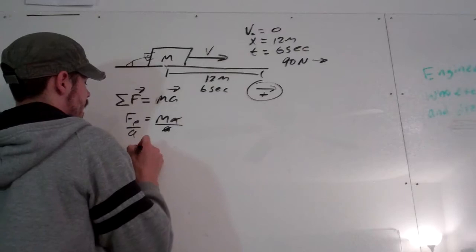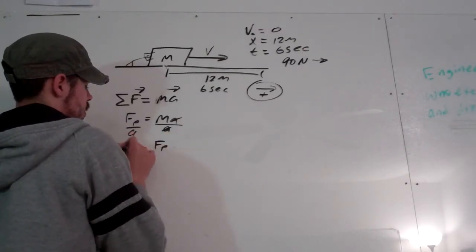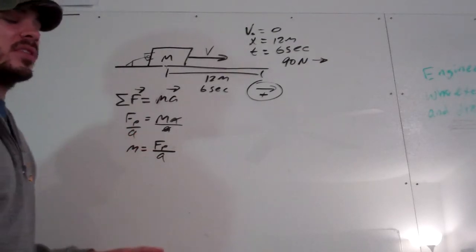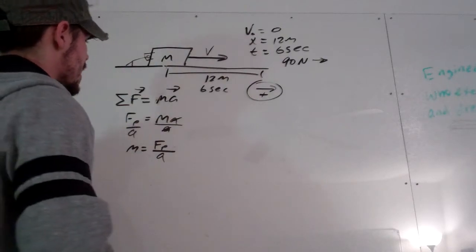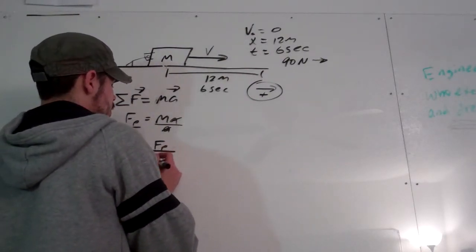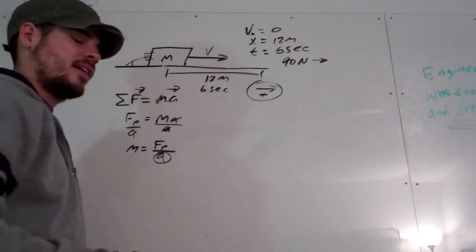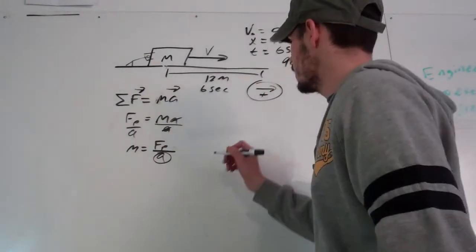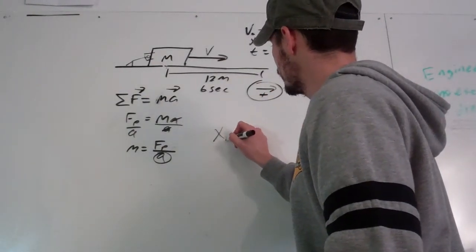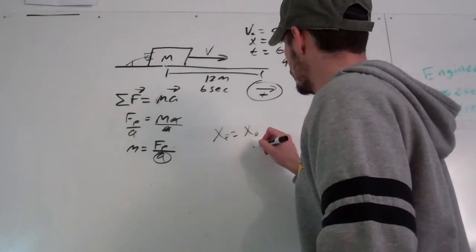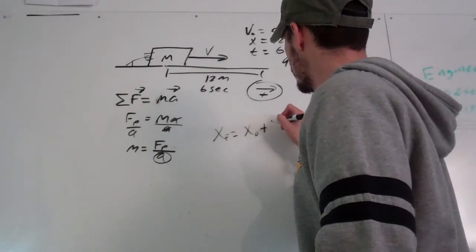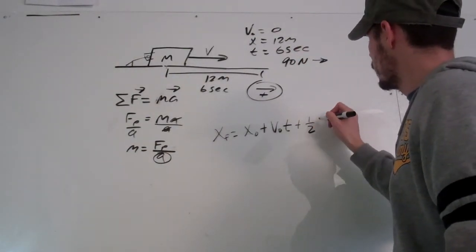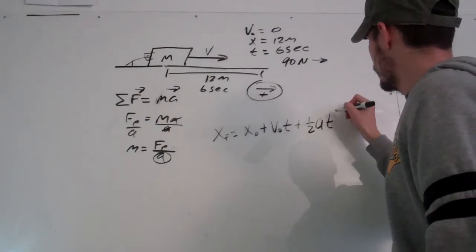So now we have mass is equal to the force of the push divided by the acceleration. So we have the force of the push, but unfortunately we don't have the acceleration. So let's get to that. In order to find the acceleration, we have to go back a couple of chapters and review kinematics. Now remember, there's an equation that says that the final position is equal to the initial position plus the initial velocity times the time plus 1/2 acceleration times time squared.